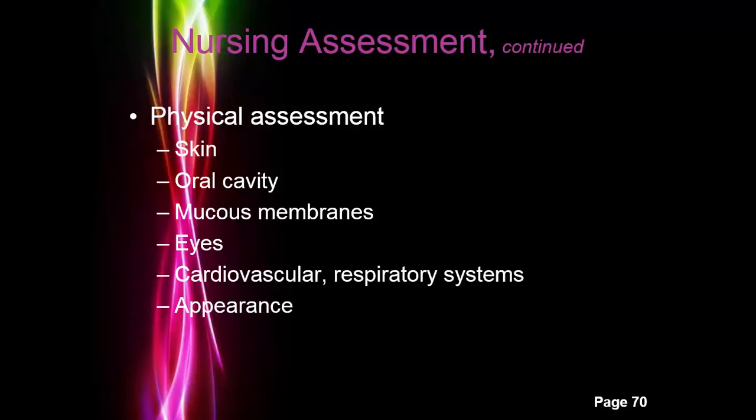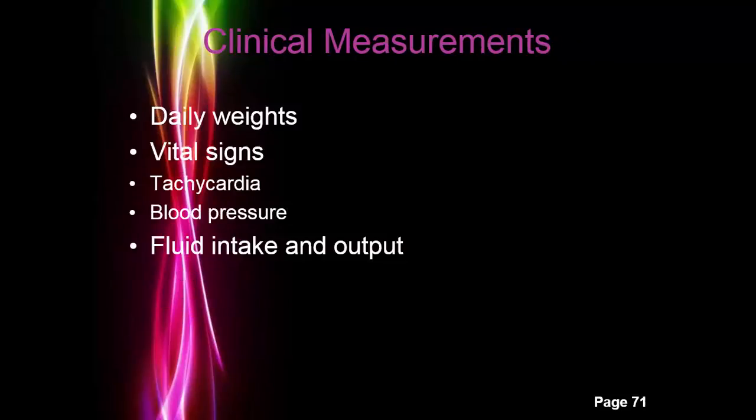Physical assessment. This is done to evaluate fluid and electrolyte status. So you want to assess their skin, oral cavity, mucous membranes, looking at their eyes because you're looking for periorbital edema or sunken eyes, which could be dehydration. You want to also assess their cardiovascular, respiratory systems, as well as neurologic and muscular status, and then looking at their overall appearance.